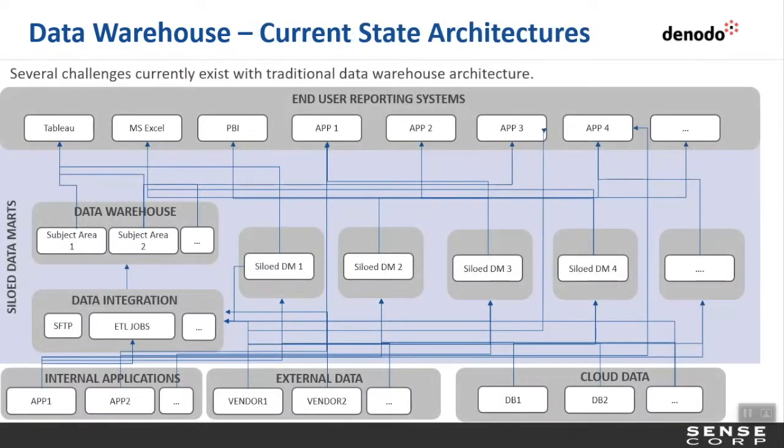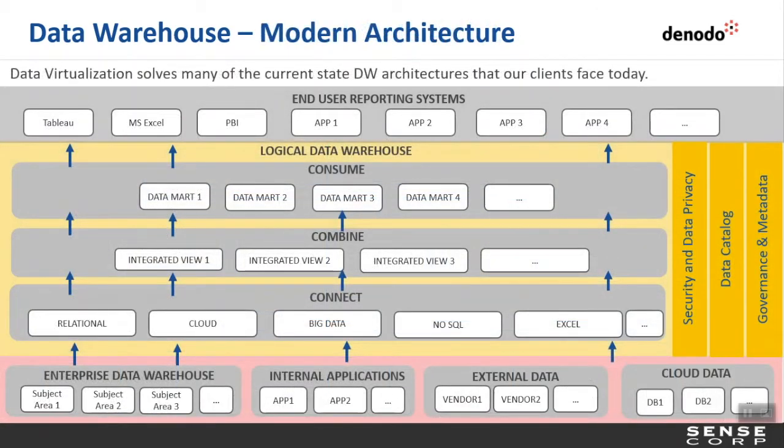Now, if we take a look at a traditional architecture, you can see this very plainly. What we see here is we have our disparate sources across the bottom. We have our integration layer, our traditional data warehouse, and then our siloed data marts in this case for specific applications or user groups.